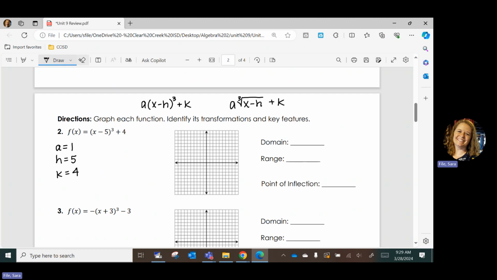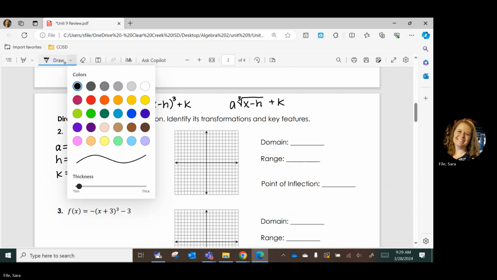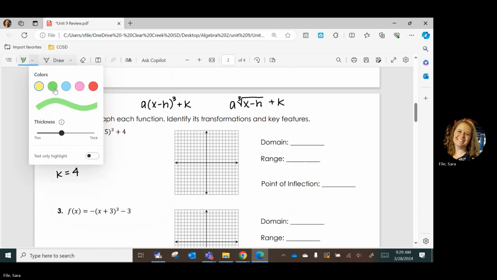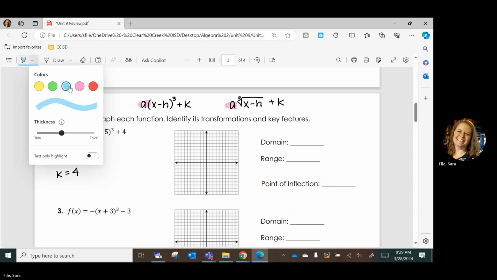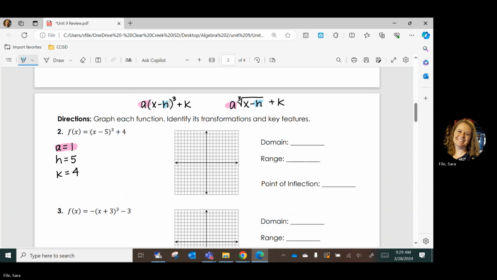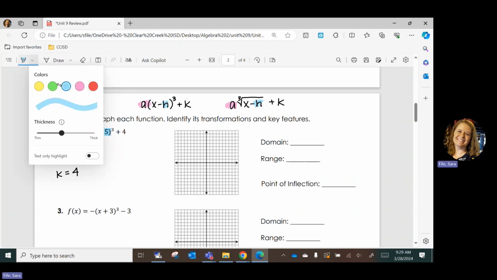Now you need to recall, do my highlighting here. Nothing there. I guess I shouldn't highlight the parenthesis. That might confuse you. And then your K.